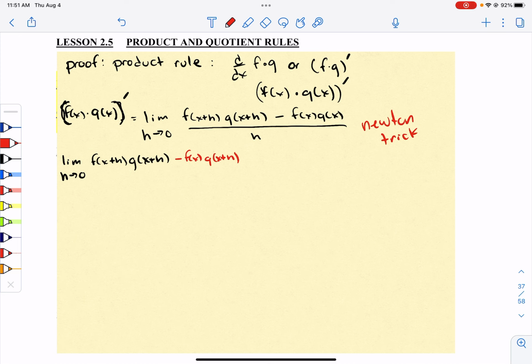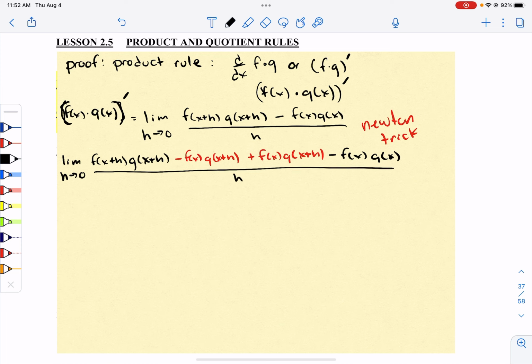Now, if I subtract that, I can't just subtract that. I'm going to counter what I just did by adding f of x times g of x plus h. All right, so I haven't broken any rules. I subtracted it, now I'm adding it back in. And then I have my minus f of x, g of x. So right in the middle of this numerator, I just subtracted something and added it back in. All of this is being divided by h.